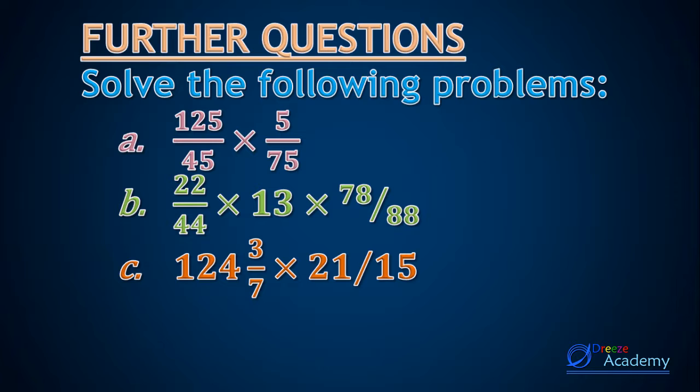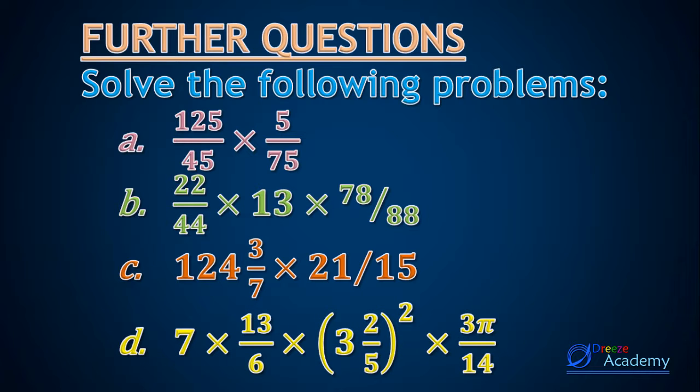C. 124 whole number 3 over 7 times 21 over 15. And D. 7 times 13 over 6 times, bracket open, 3 whole number 2 over 5, close bracket, raised to the power of 2 times 3 pi over 14. Just like we said in our last example, leave the answer in this last problem in pi.